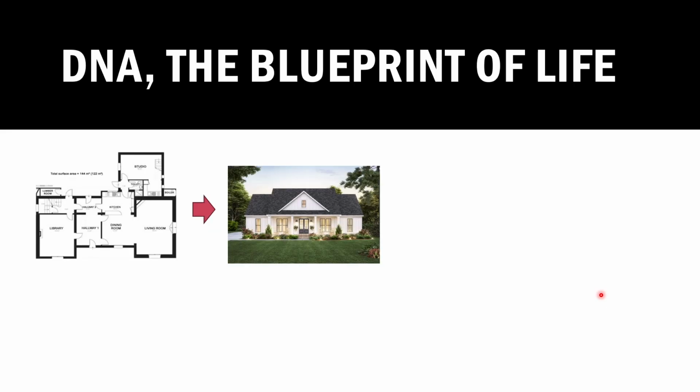So all your cells contain the blueprint of who you are. This blueprint is known as DNA. So why do we call DNA a blueprint of you? If you take an example, this is a blueprint of this house and it will give you all the details about how many rooms are there, how many doors are there, how many windows are there, what is the size of each of these rooms.